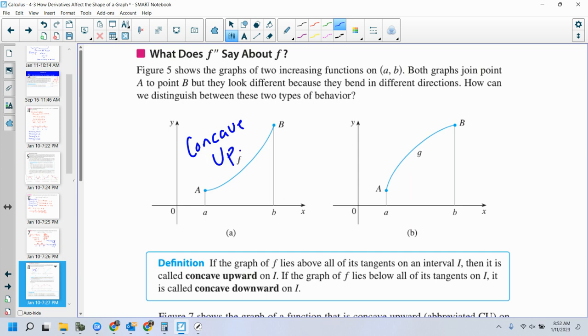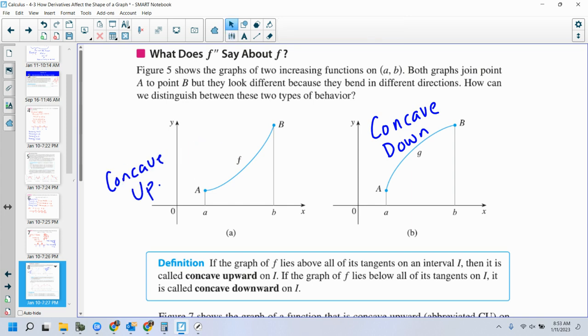Oh, I put a period in there. Concave upward. If all of the tangents, wait a sec, do I have these backward here? No, I have that right. Okay, good. This would be concave down. For a minute, I was like, wait a second, am I reading this backward? This would be concave down. That can play with your mind a little bit.